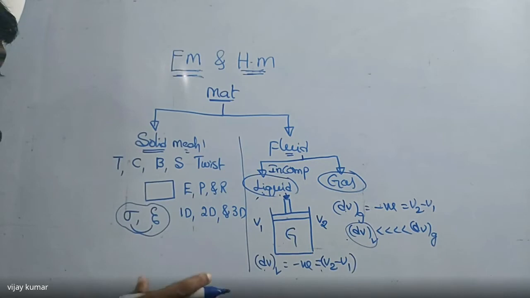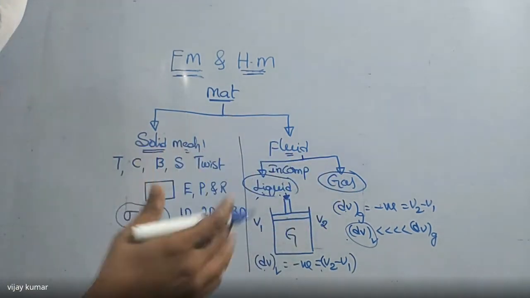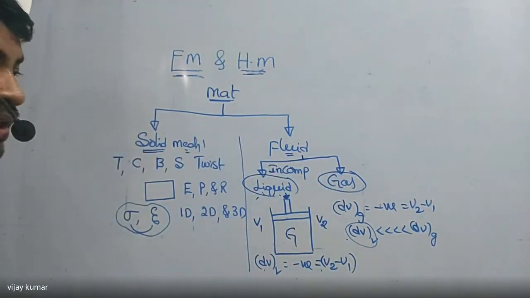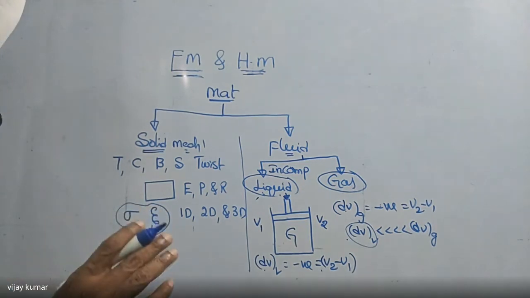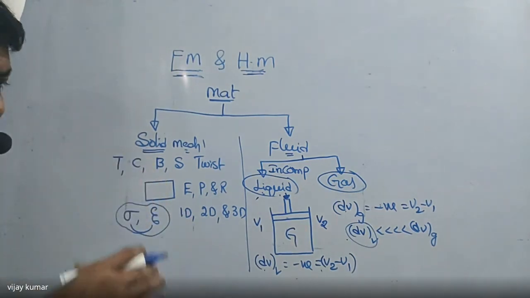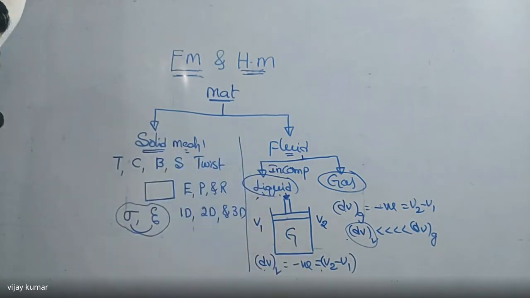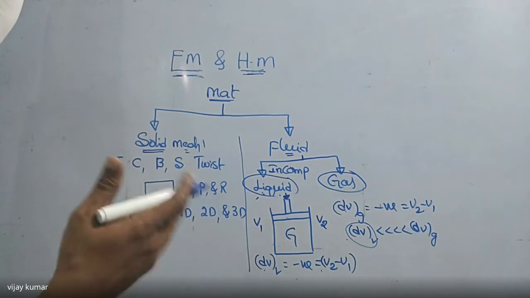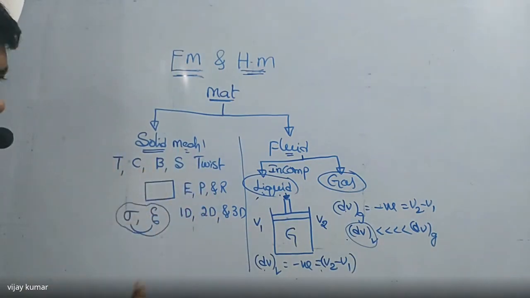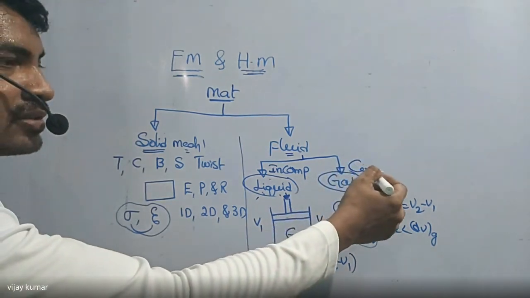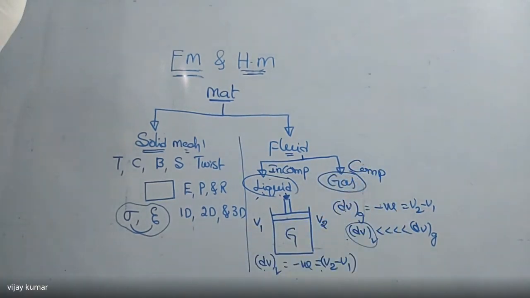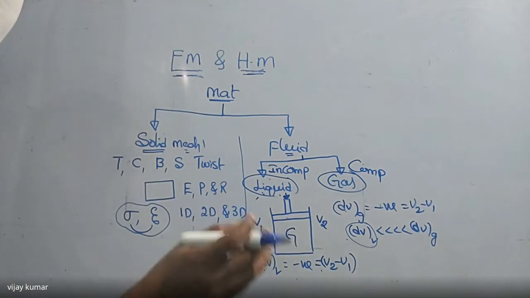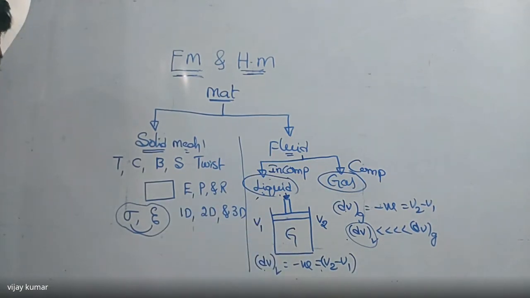But practically in nature, liquids and gases both are compressed. We are going to take it that in the case of liquid, the compression is very, very less when compared to gases, so we are going to neglect that. That's why liquids are named incompressible fluids and gases are named compressible fluids. That is the meaning of incompressible and compressible fluids. And I hope you understood this.